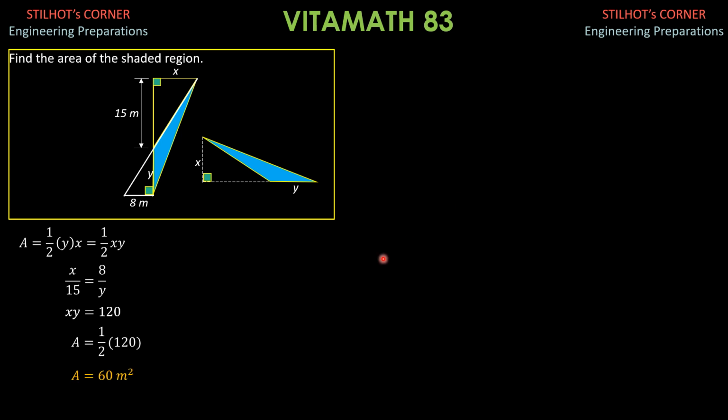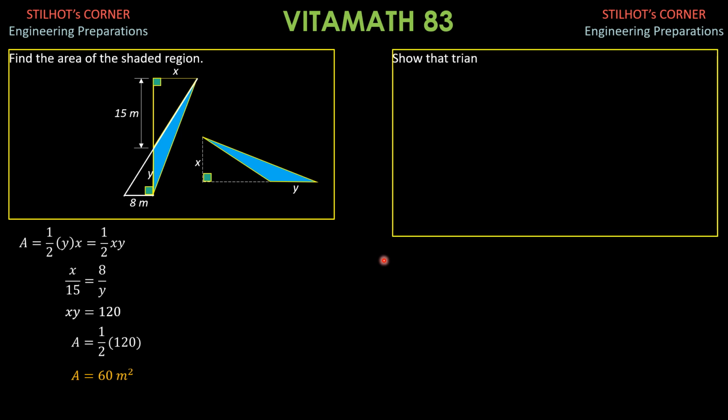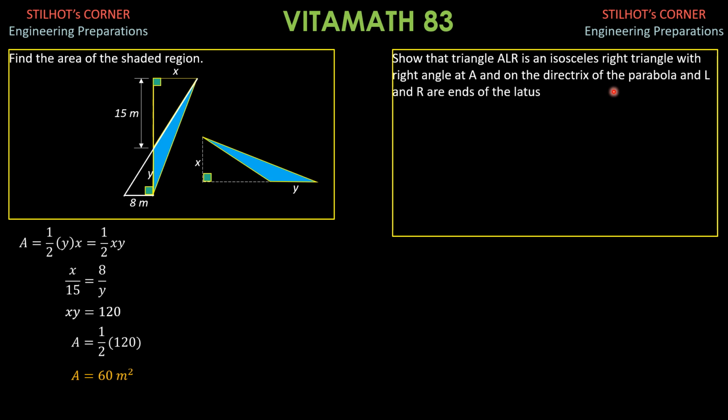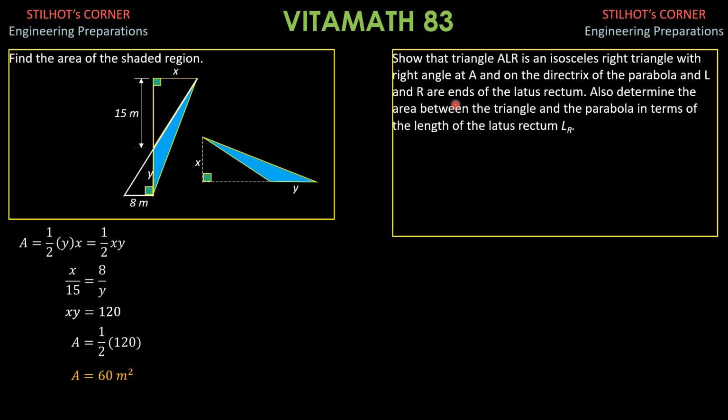For the second part, show that the triangle ALR is an isosceles right triangle with right angle at A on the directrix of the parabola, and L and R are ends of the latus rectum. Also determine the area between the triangle and the parabola in terms of the length of the latus rectum, L sub R. So I want you to experience this.